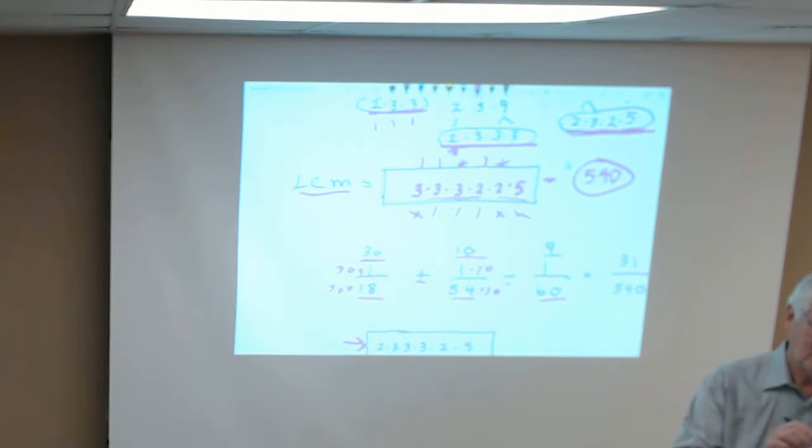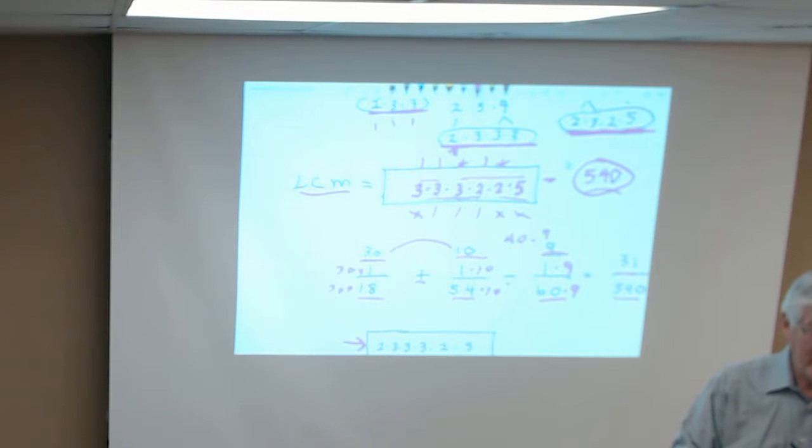60 was 2 times 3 times 2 times 5. Here's 2 times 3 times 2 times 5. That's 60. So what's left? 3 times 3 is 9. So now I have 1 times 9, 9 of those. So now I take 30 plus 10, that would be 40. And 40 minus 9 would be 31 over 540.